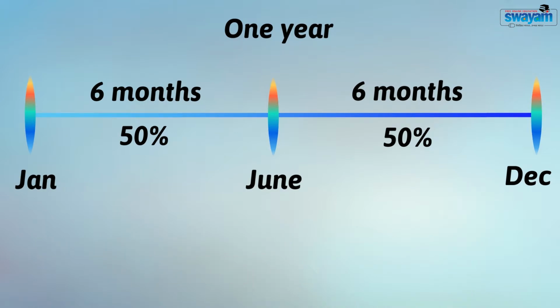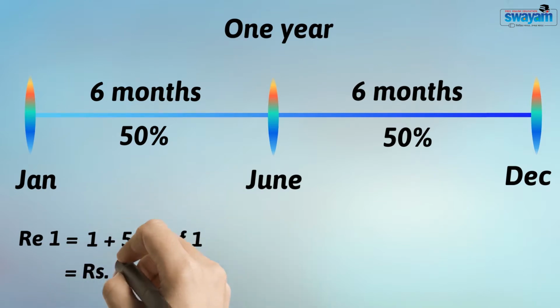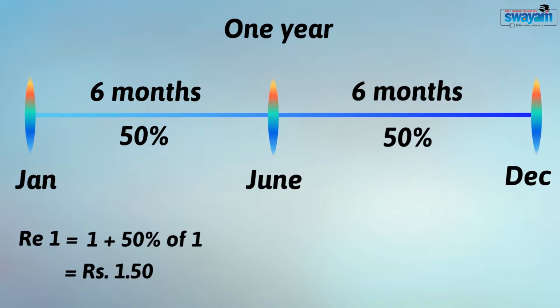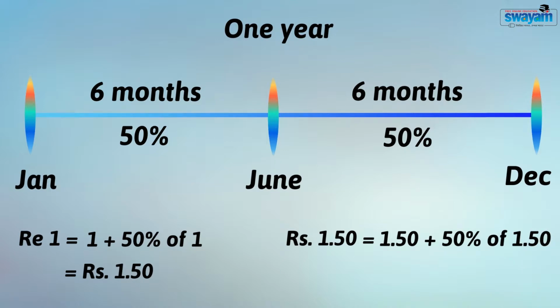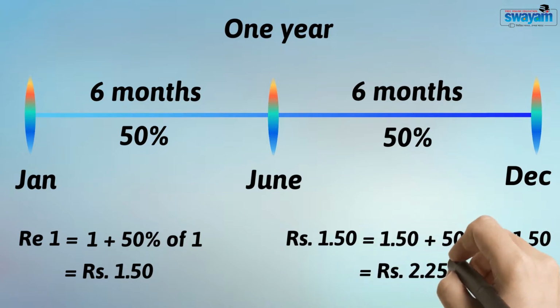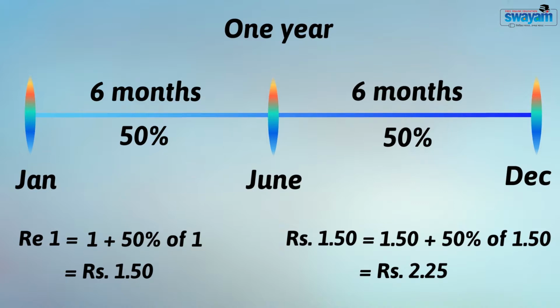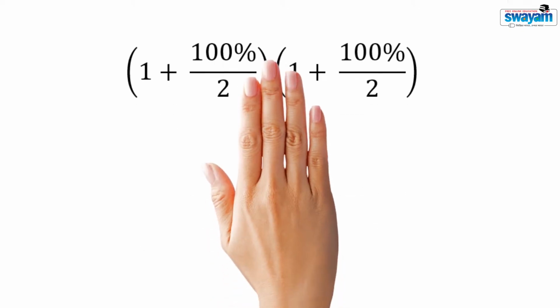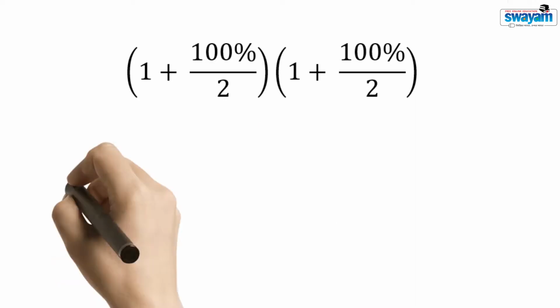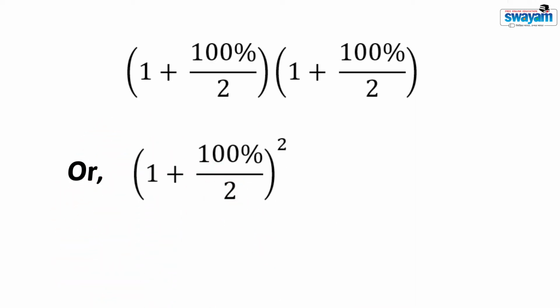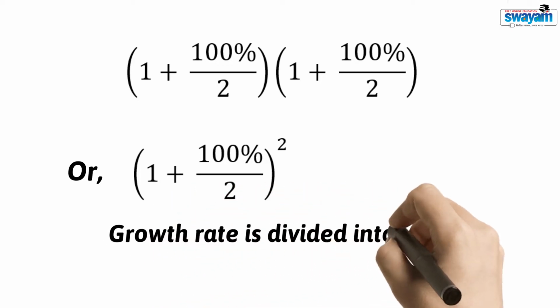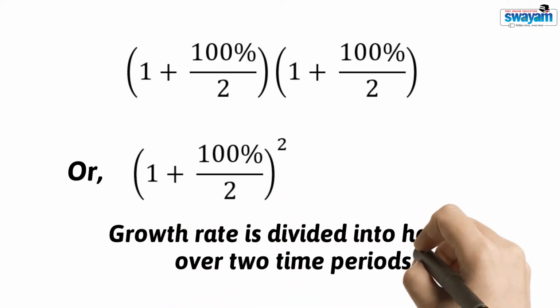After 6 months, 1 rupee will become 1 plus 50% of 1, that is 1.50. In the next 6 months, 1.50 rupees will become 1.50 plus 50% of 1.50, that is 2.25. This process can be mathematically expressed like this. This means the growth rate is divided into half over 2 time periods.